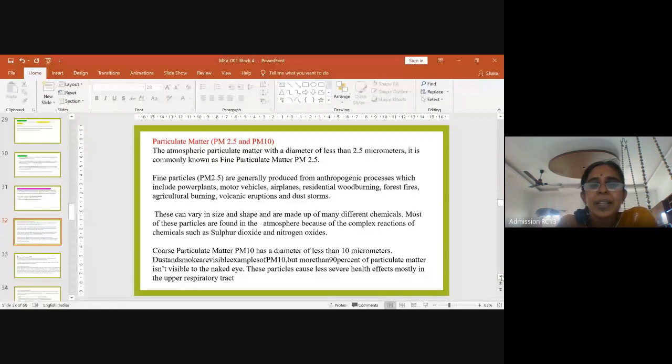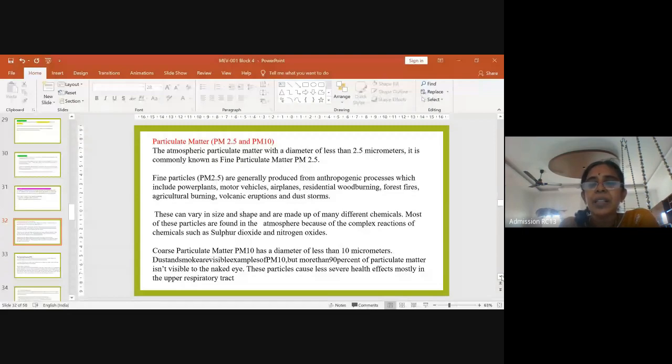The atmospheric particulate matter with a diameter less than 2.5 micrometers is called fine particulate matter. The coarse particulate matter has a diameter of less than 10 micrometers. So if the diameter of the particulate matter is less than 2.5 micrometers, it is called fine particulate matter. If the diameter is less than 10 micrometers, then it is called coarse particulate matter.